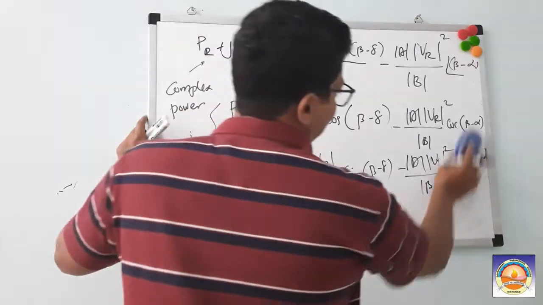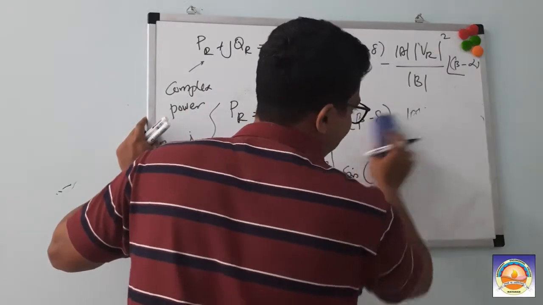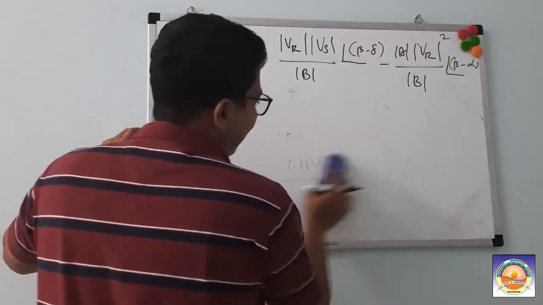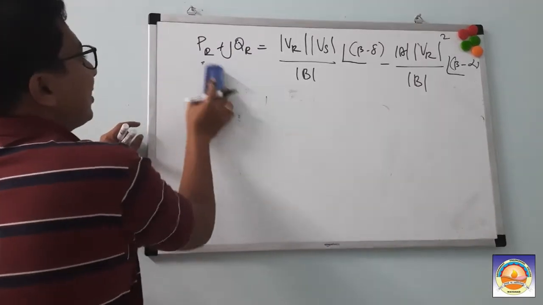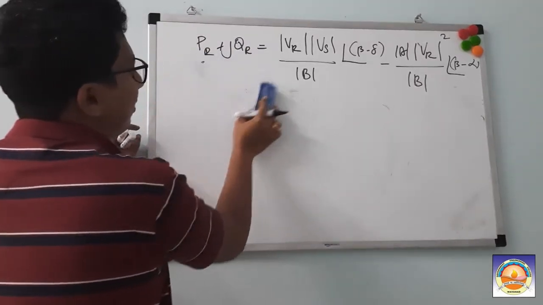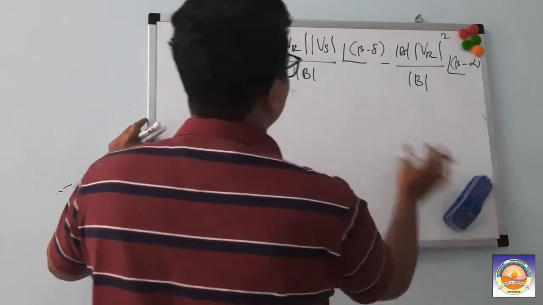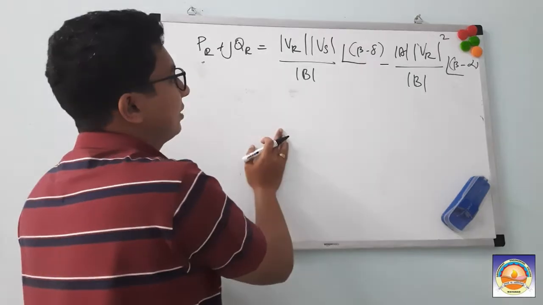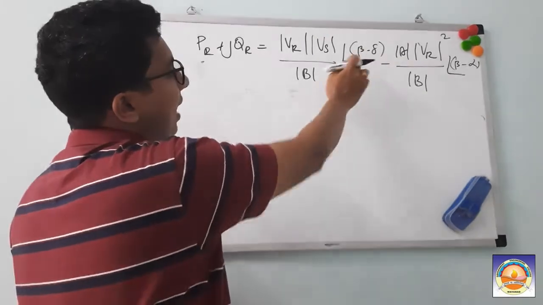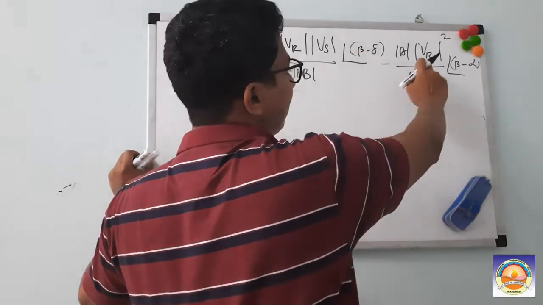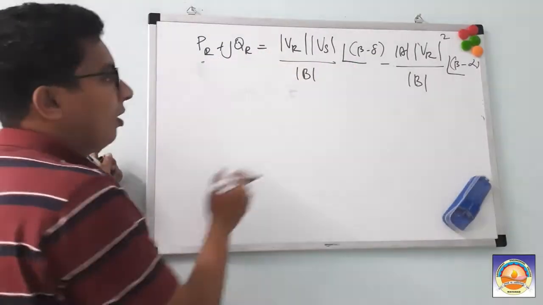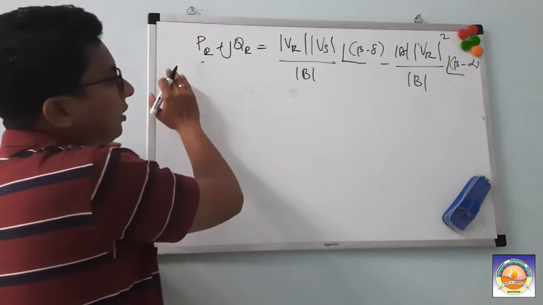Clear? Now let us get a bit more understanding into this. As you can see, this complex power is expressed as the summation of two phasors. One is Vs VR by B angle beta minus delta, and another is A VR square by B angle beta minus alpha. There is a negative sign here, right? Or if you take this part here, it will become what?